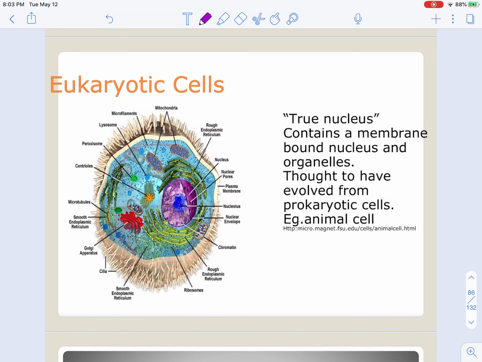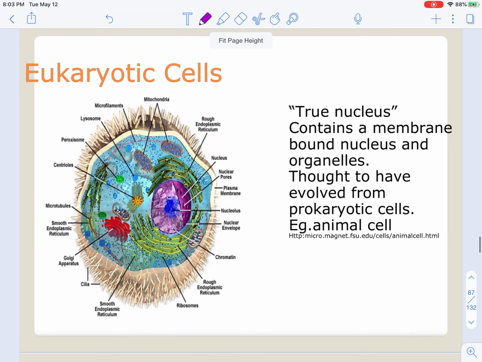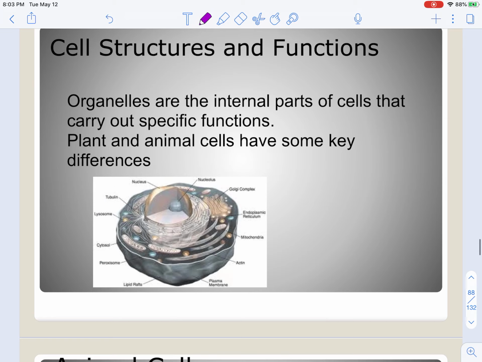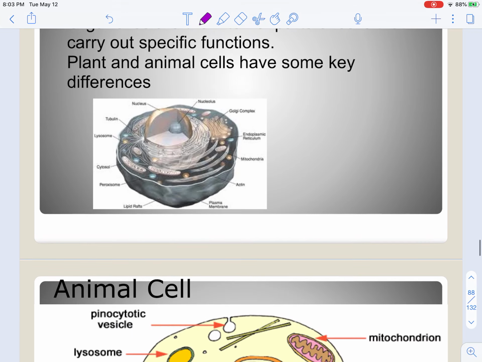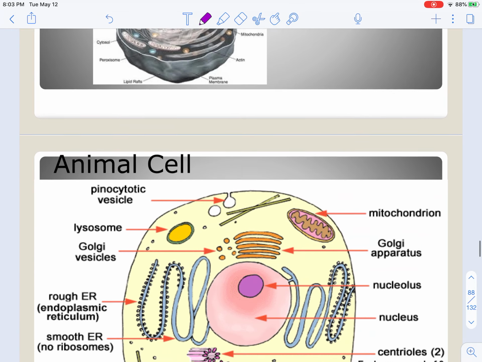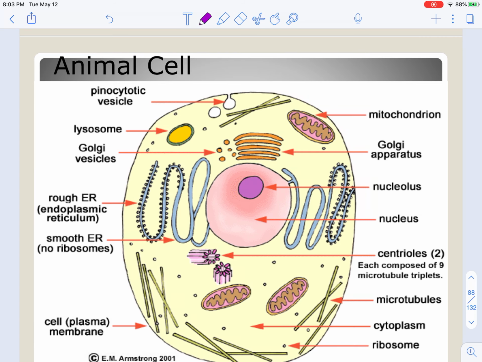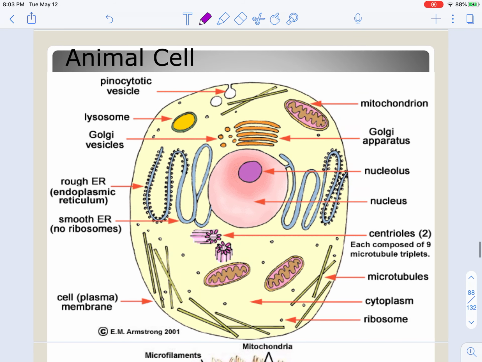Everything else is made of eukaryotic cells, including all plants, animals, fungi, people, and the eukaryotic cells are ones that have all of the organelles surrounded in membranes. For the rest of this topic, we'll be looking at those organelles and what jobs they do, and we start off with looking at how plant and animal cells are different.